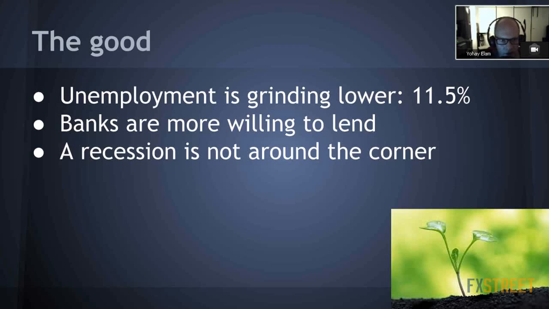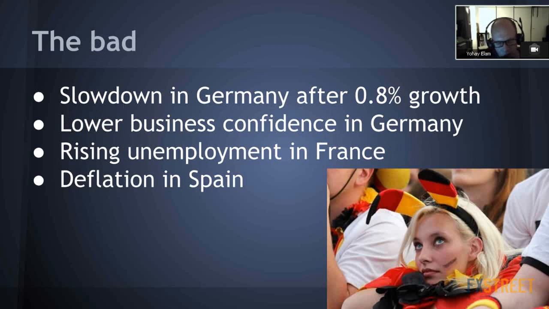But not everything is good. Germany had a strong growth rate in the first quarter, 0.8%. And now we're seeing a slowdown. All signs point to a slowdown. There's lower business confidence in Germany. There's still rising unemployment in France. So while unemployment is falling in many countries, including here in Spain, where I'm based, it is rising in France, Europe's number 2 economy. And there are still pockets of deflation.